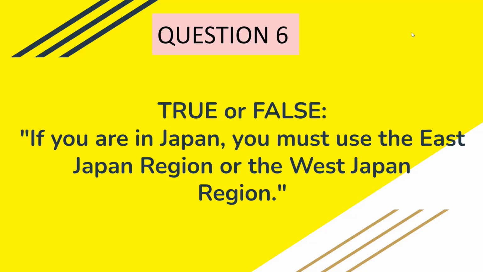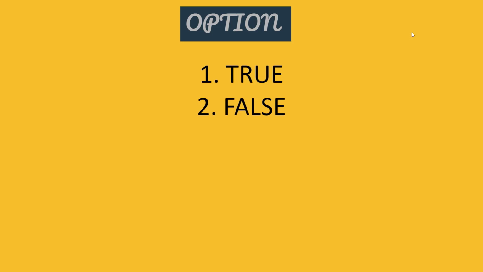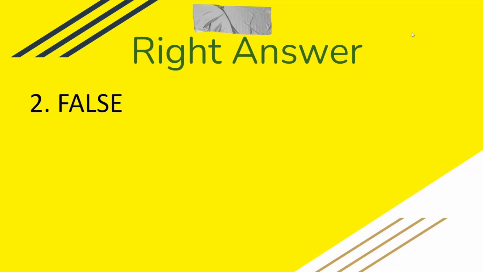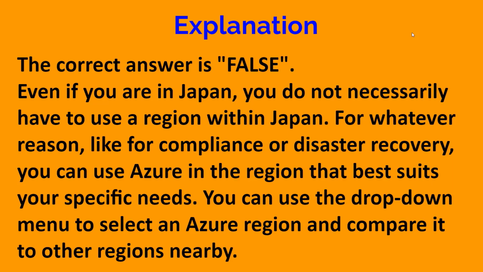Question 6. True or false? If you are in Japan, you must use the East Japan region or the West Japan region. Option 1. True. 2. False. Right answer. 2. False. Explanation. The correct answer is false.